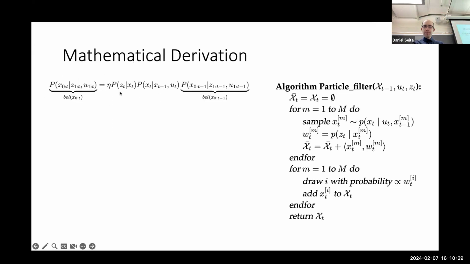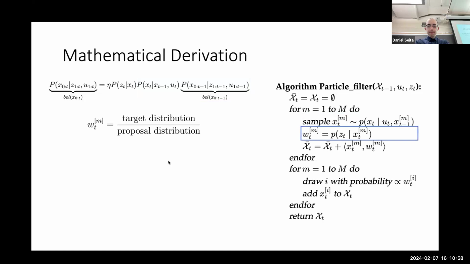And when you look at this, you see a weight here. The weight here is where the importance sampling comes in. Because in importance sampling, you have to sample from some distribution that's easy to sample from. And then you use the weight to add more weight to samples that are more likely to have been drawn by the target, and downweight samples that are less likely to have been sampled from the target. So the weight here for a single particle m, or the mth particle, is the target distribution divided by the proposal distribution.